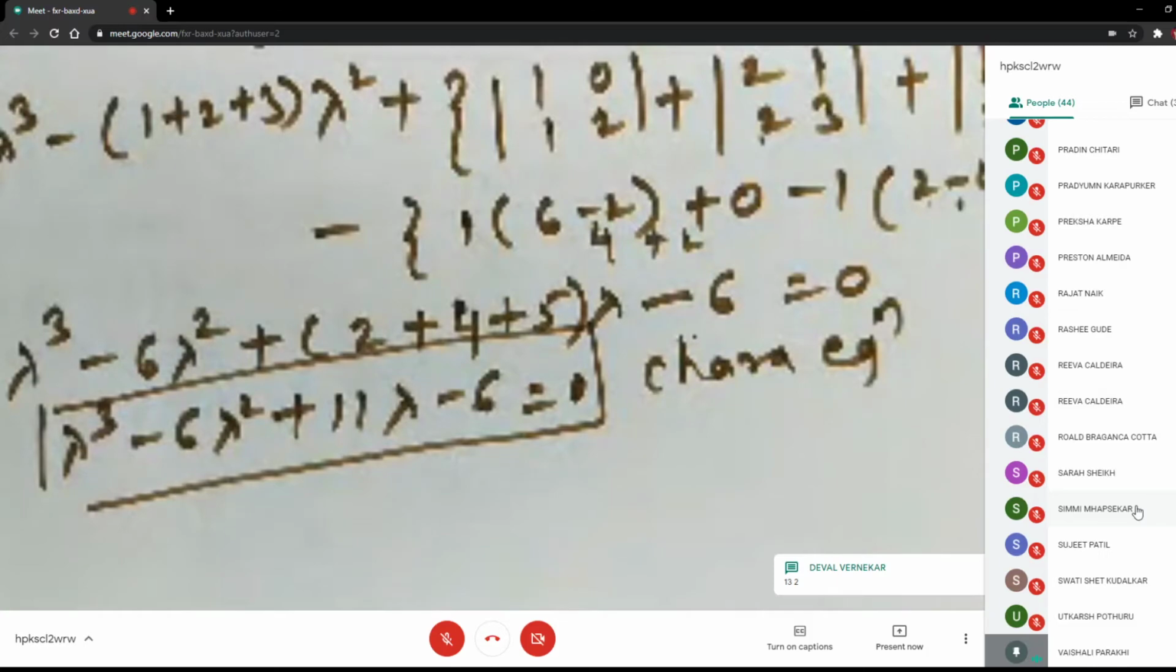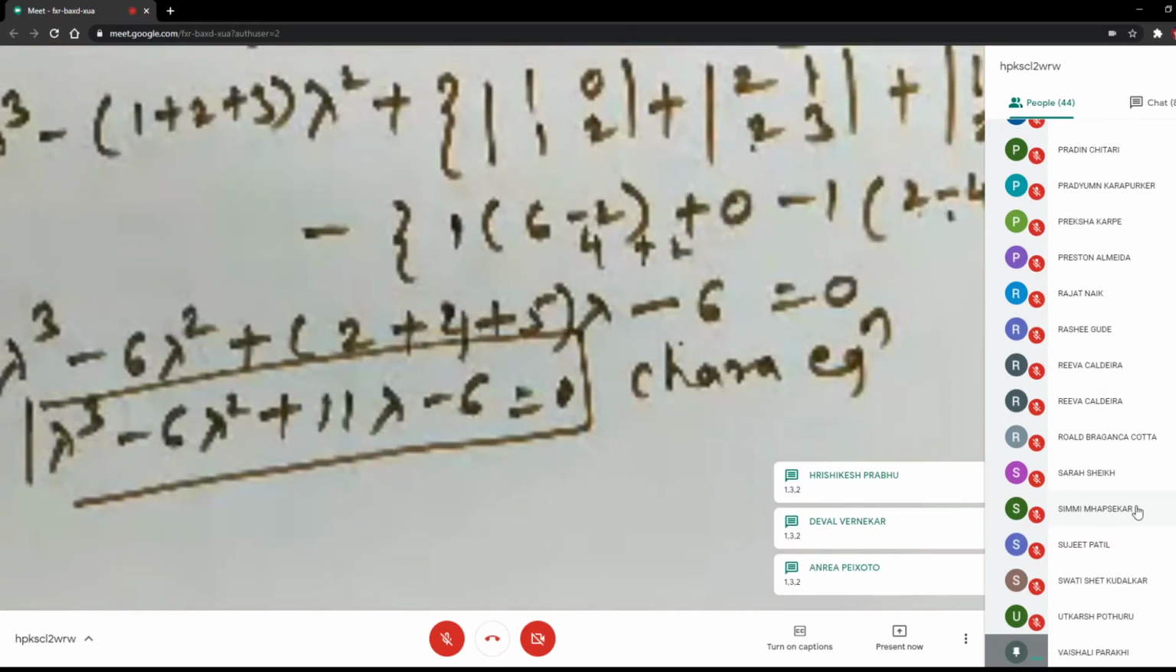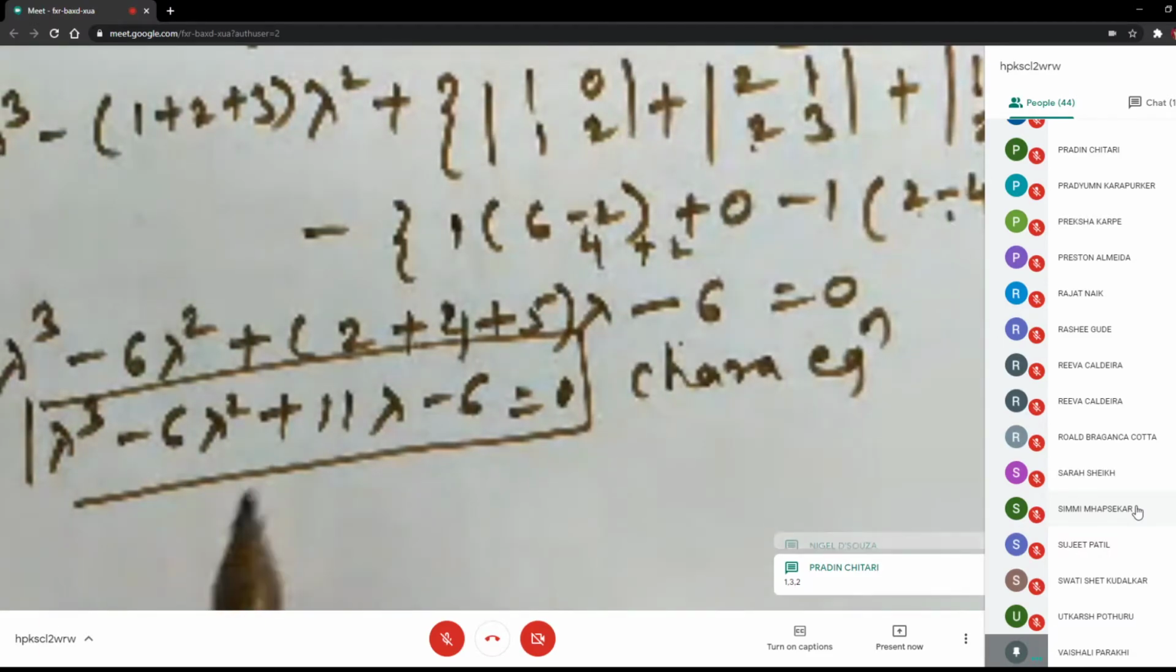Okay, JP and Mandar already got the roots. Very good. Okay, they will get it. Yes. So, roots you got.